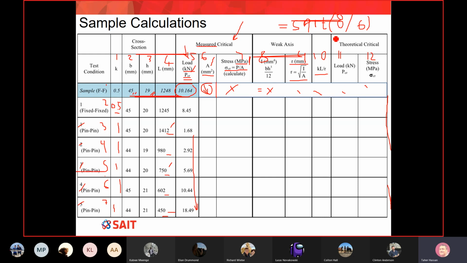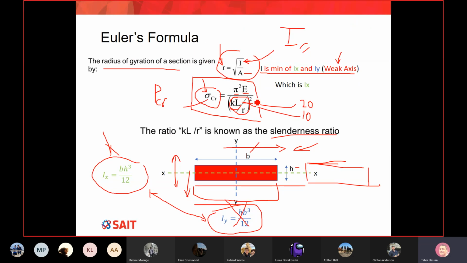Now you remember, from here going this way, we look at Euler. Euler gave us two equations actually: one equation for the load, and one equation for the stress. And remember, those columns, 11 and 12, are Euler prediction. Those are not measurements, okay? So all you have to do is look at the Euler equation.